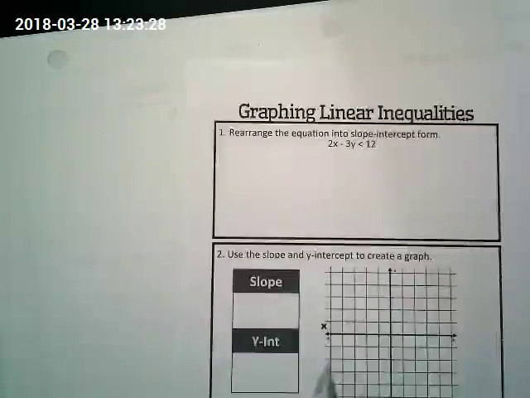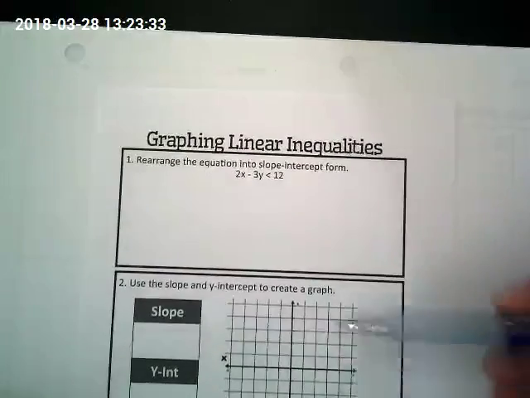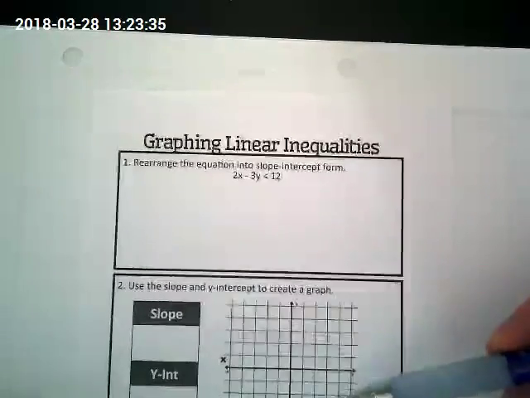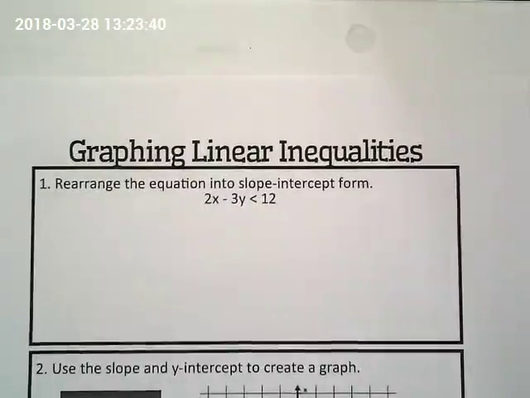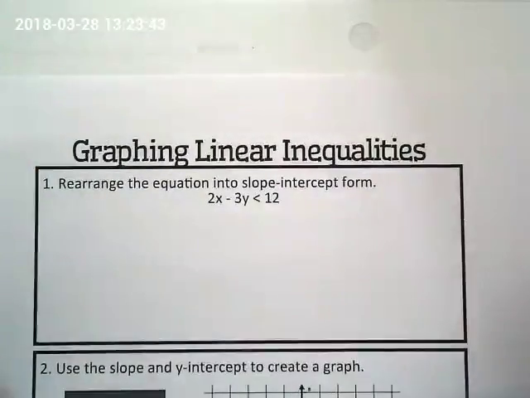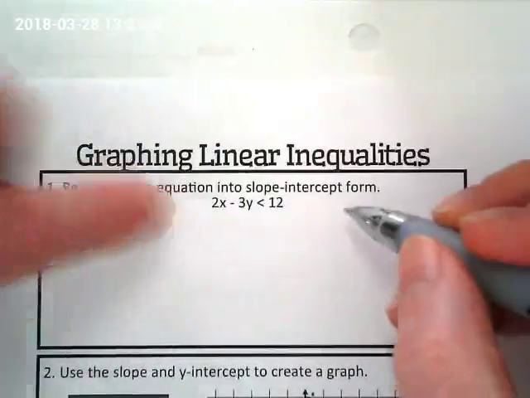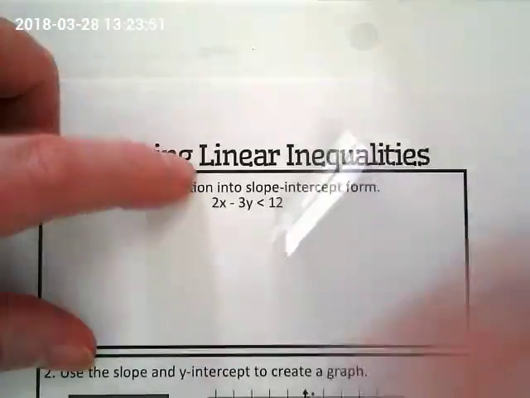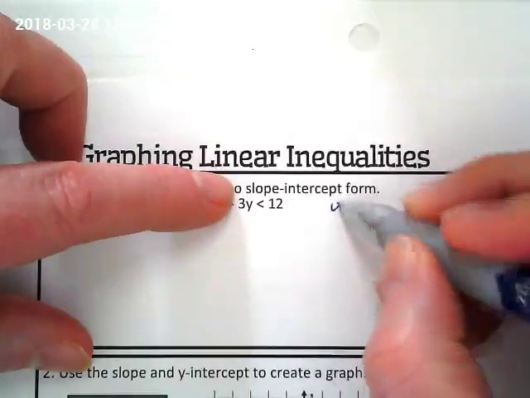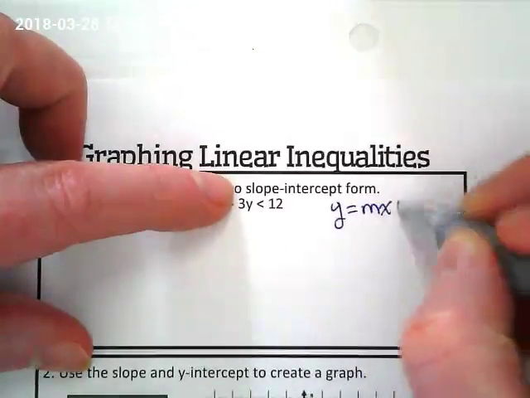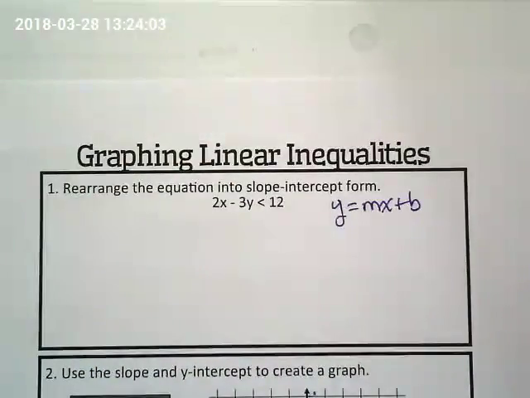Same idea is true when we're graphing linear inequalities on a coordinate grid. So we're going to start at the beginning, and I want you guys doing this with me. And we're going to talk through how to graph linear inequalities and show their solutions on a coordinate plane. The first thing you need to do is rearrange the equation into what form? And what form is that? Y equals mx plus b. We can do the same form, but instead of the equal sign, we're just going to have our inequality sign.